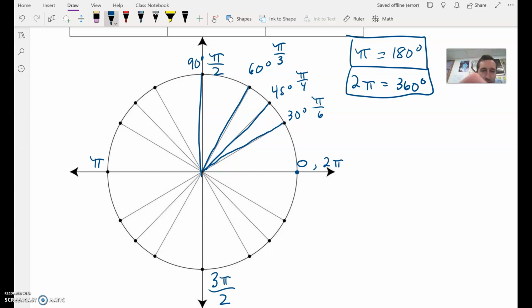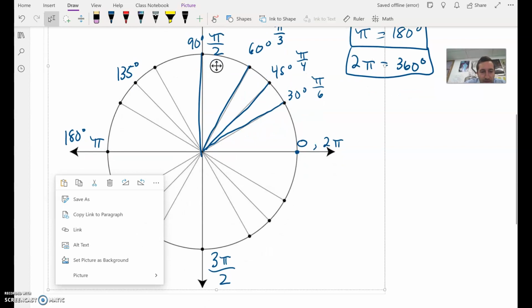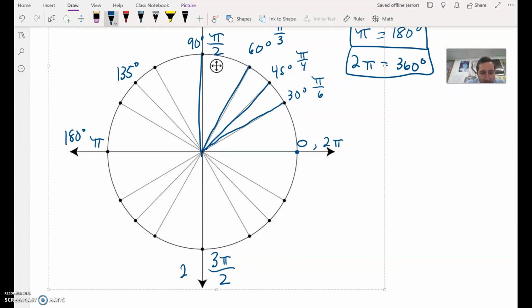So then we keep going around the circle. This would be 90. Well, here, what we need to do is divide all these in half, right? This is 90 and this is 180. What's right in between 90 and 180? I'll go ahead and spoil it for you. It's 135. What's right in between 180 and 270? I'll spoil it for you. It's 225. What's right in between 270 and 360? I'll spoil it for you. It's 315.